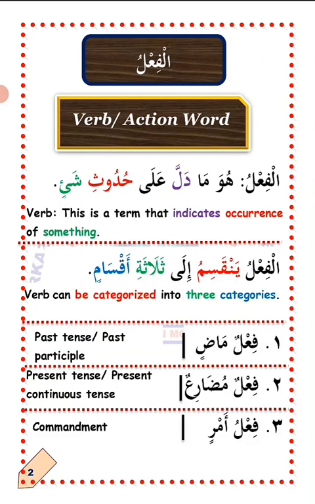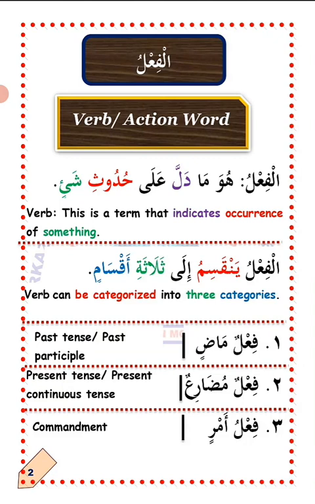Any word in Arabic that is telling you about something that happened in the past, or about something that is happening now, or about something that will happen in the future, in the time to come. Such a word is regarded as fi'lun in Arabic, a verb or action word. So huwa ma dalla, it is any word that indicates huduth shay, occurrence of something.